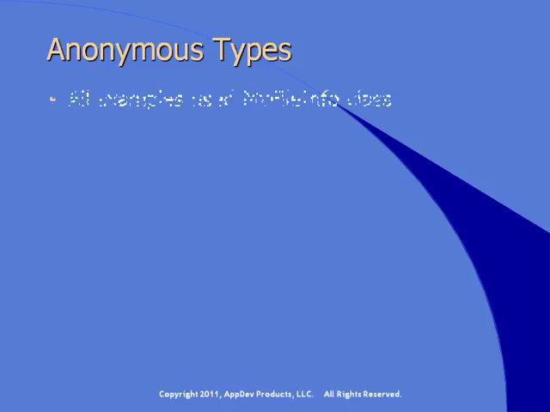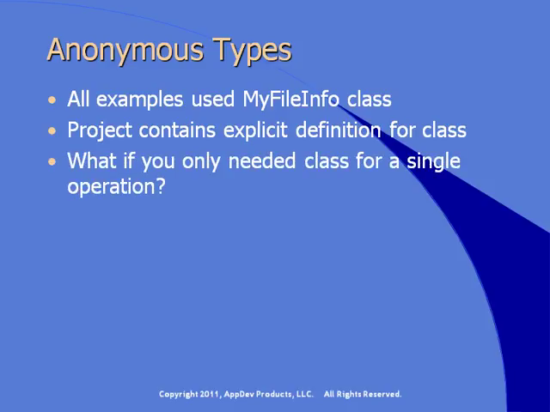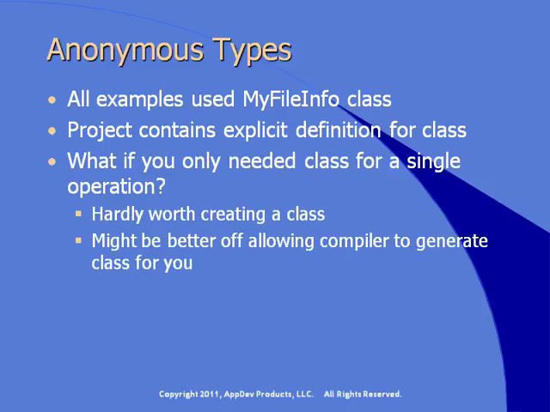So far, all of our examples use the MyFileInfo class, and the project contains an explicit definition for that class. But what if you only needed that class for a single operation? We use it over and over again, but imagine you only need it for a single operation. It would hardly be worth creating a class for that. You might be better off allowing the compiler to generate a class for you. And that's the basis of anonymous types.